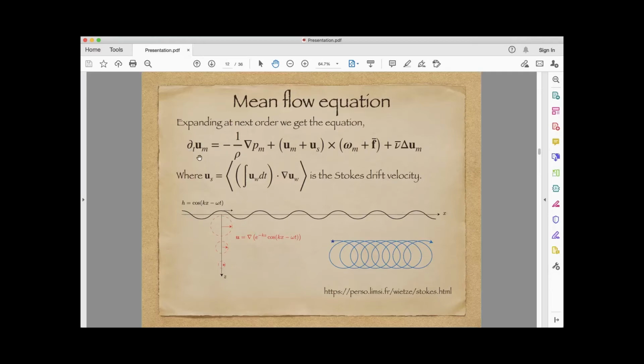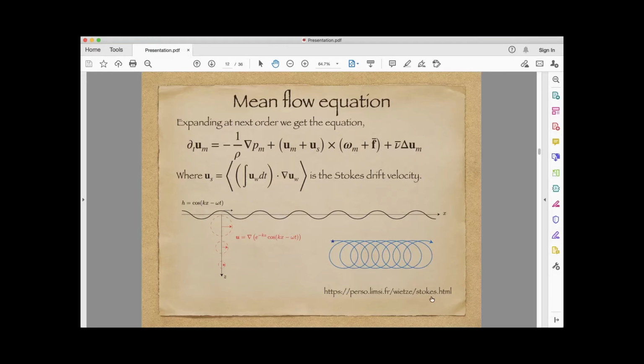You have an equation which looks very similar to the Navier-Stokes equation, except that here you have an extra term, which is US. So there's an effect of the wave that comes into the evolution equation for the mean flow, and this US is nothing but the Stokes drift velocity field. It has an expression, which you can write down here. Once you know UW, you can exactly calculate the velocity associated with the Stokes drift. And as I said before, I will show a pictorial representation of the Stokes drift.